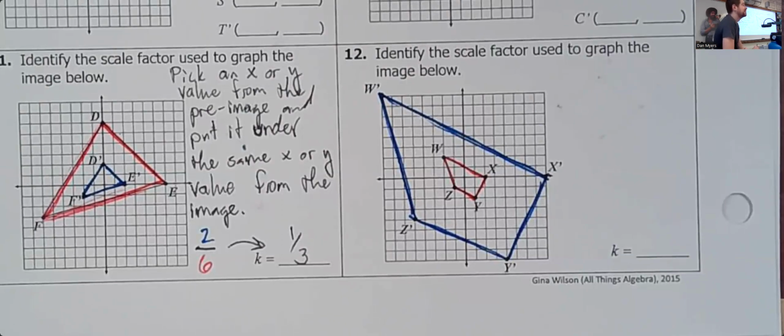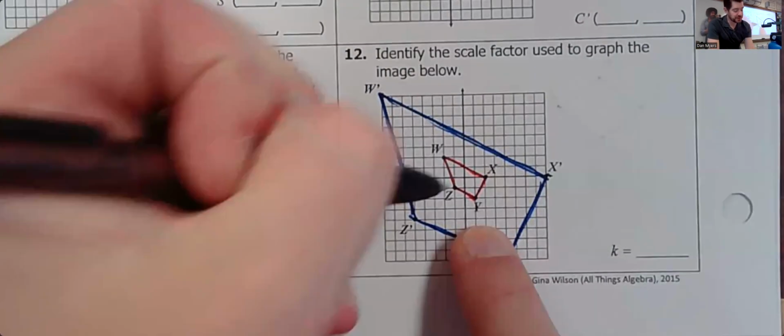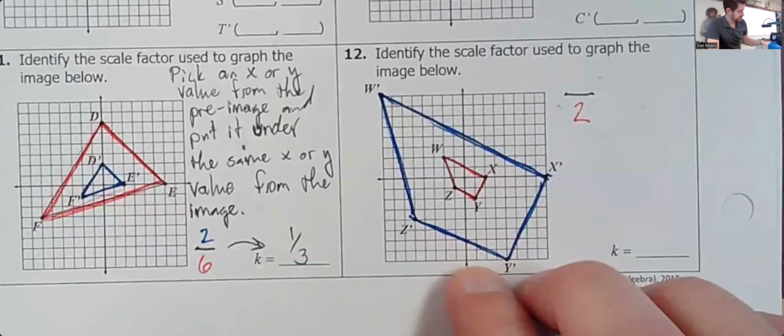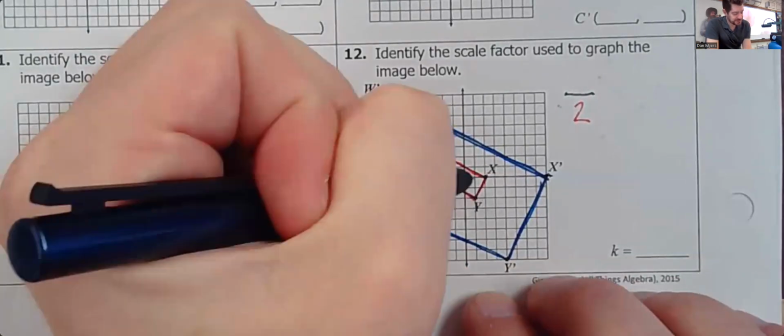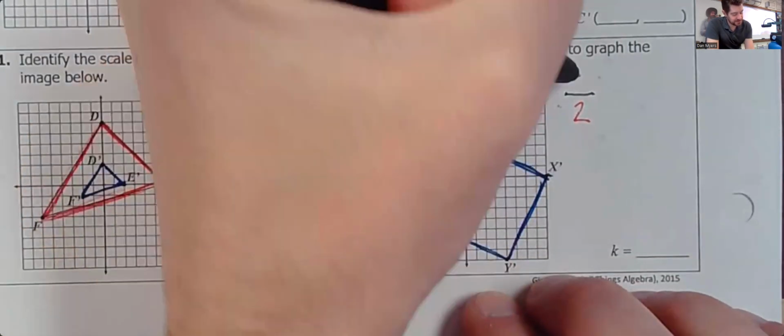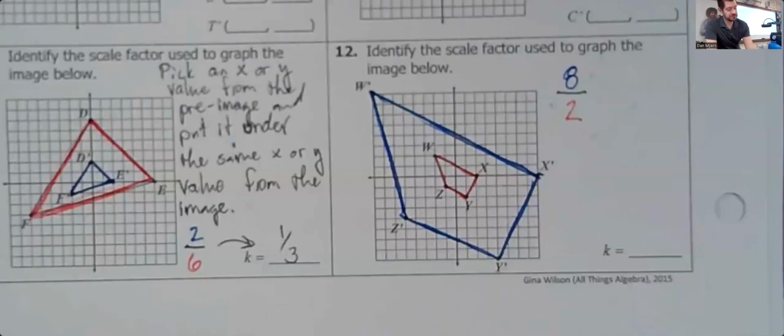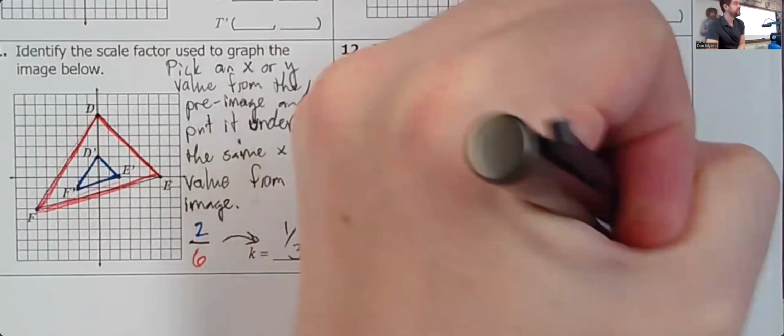Anybody have it? The scale factor? What are we saying? 4? Which numbers did you use? The ones for X? Okay. So just the X value, right? The X value for X. Okay. So if we put the 2 on the denominator, the image value is 1, 2, 3, 4, 5, 6, 7, 8. Yep. We got 8 there. 8 over 2 equals 4. Scale factor is 4.